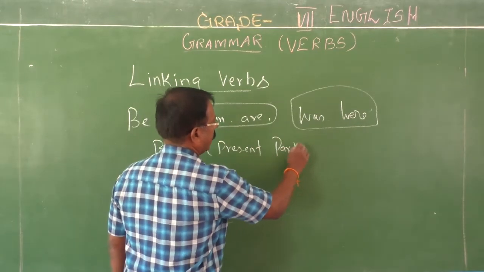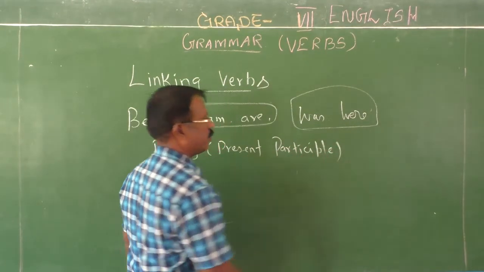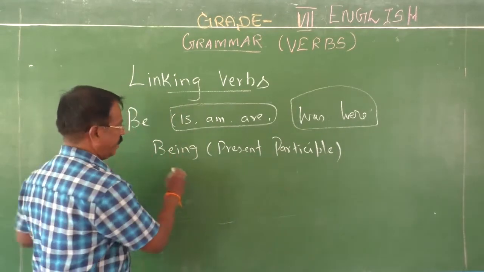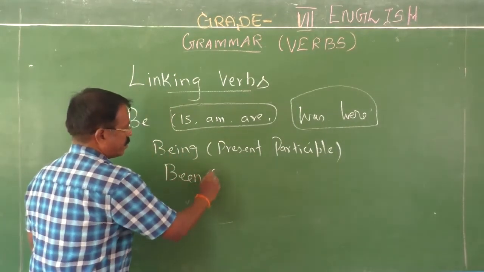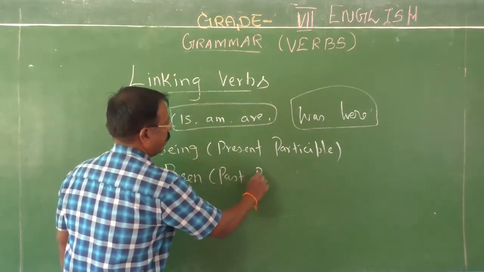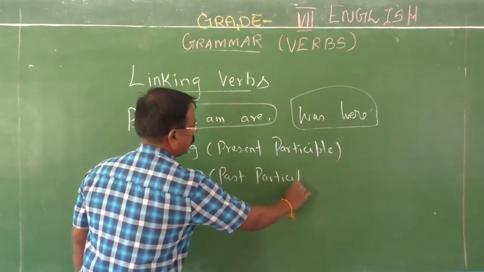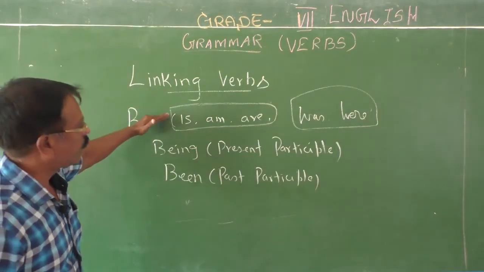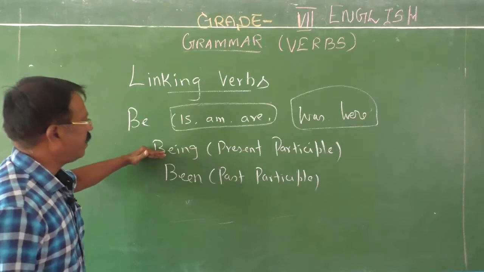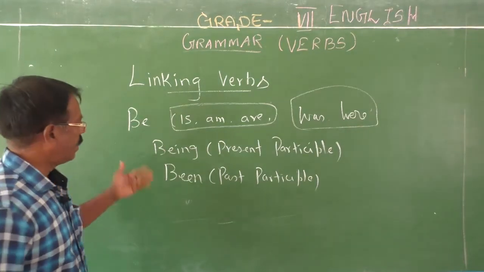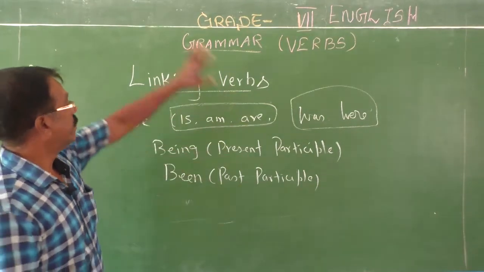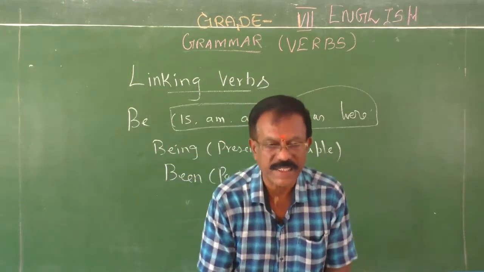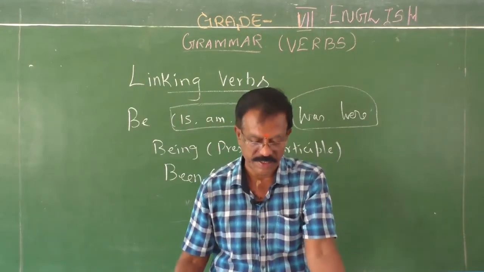Next, being. It is called the present participle, be plus ing form. Okay. Then been, another part. This is called the past participle. So be forms of the verbs: base form be, being present participle, and been past participle. They are called linking verbs because they just connect the subject with the predicate.